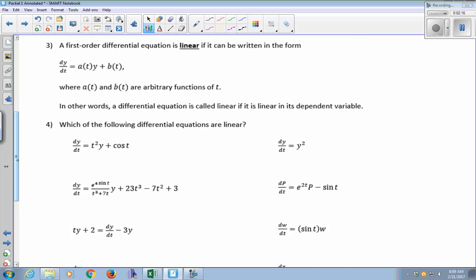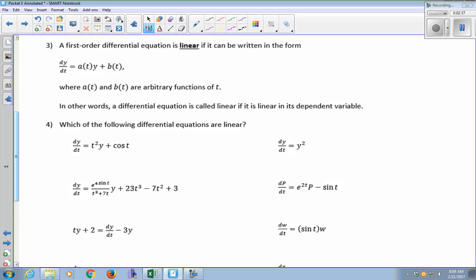And a first order differential equation is called linear if it can be written as some stuff with t's times y plus some more stuff with t's. Okay, so in other words, the differential equation is linear if it's linear in y. It's linear in the dependent variable. You can have squareds and square roots and trig things with t's, but not with the y.